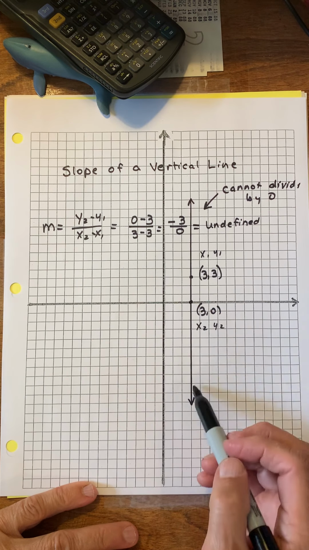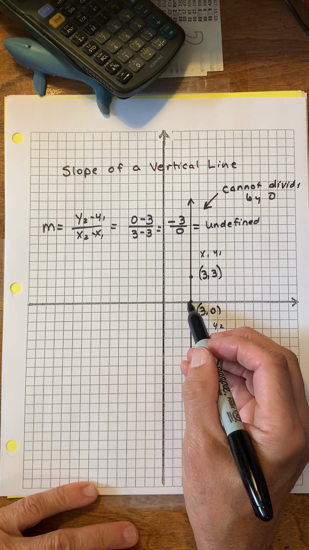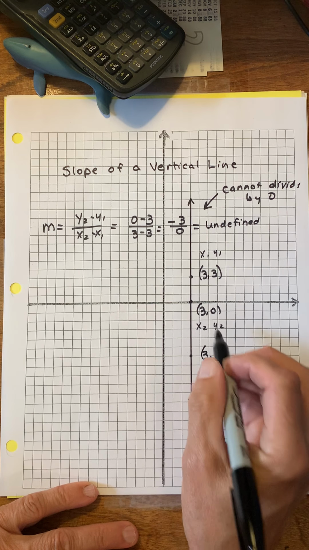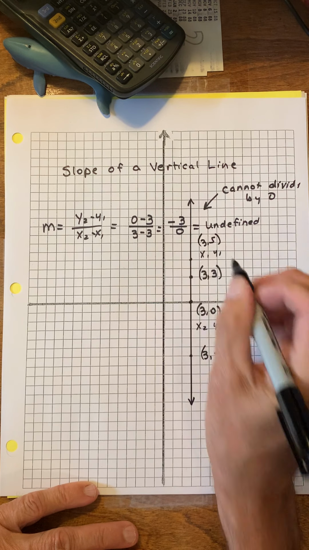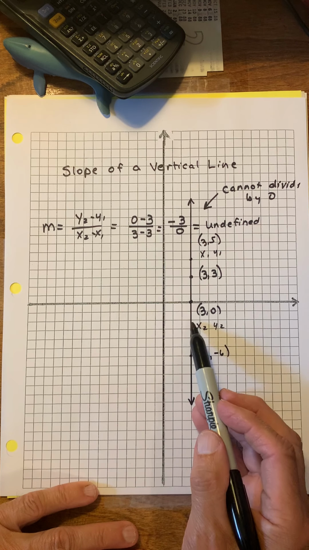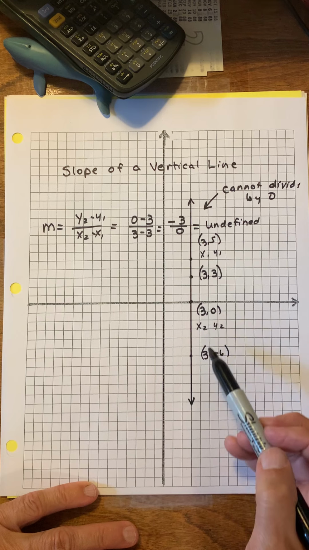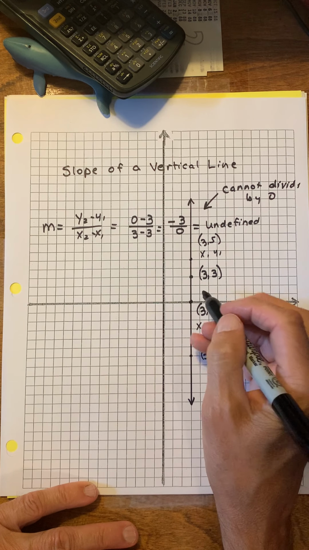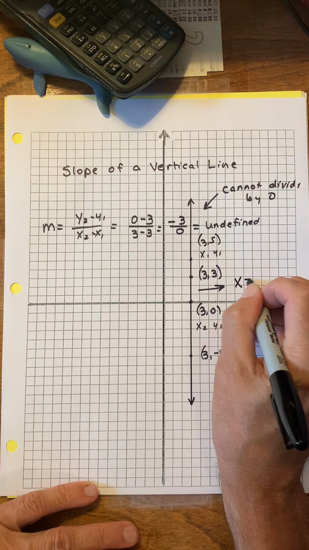Hey, let's look at this particular line in more detail. Some more points. 3, 0, 3, 3, 3, negative 6, 3, 5. And I make this observation, hey, every single point on this line has an x that is 3. So I shouldn't be surprised that the equation of this line is x equals 3.